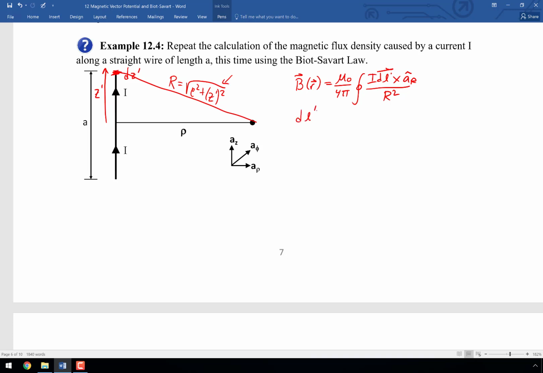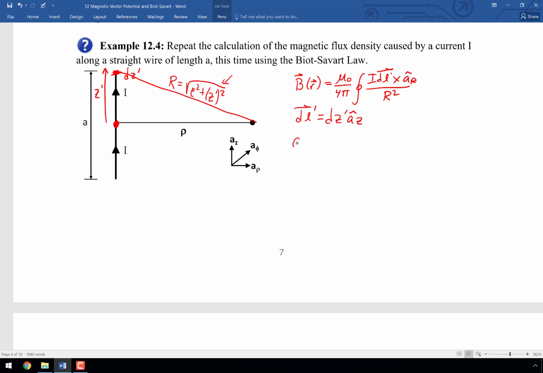We know that dl prime is going to be dz prime times a sub z, because to get from the origin, and I'm calling this the origin, to the point of current density, I need to go z prime in the a sub z direction. And oh, that has an arrow above it.